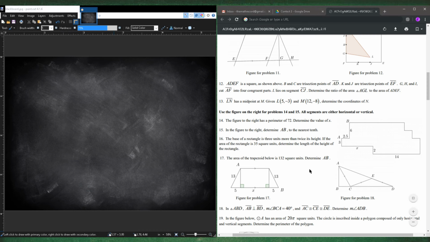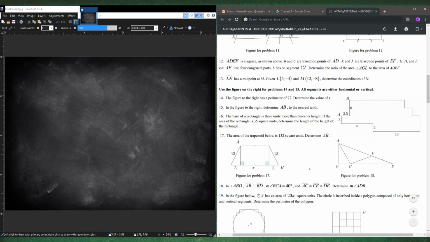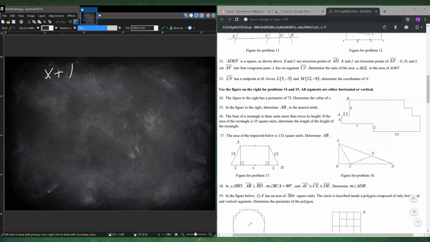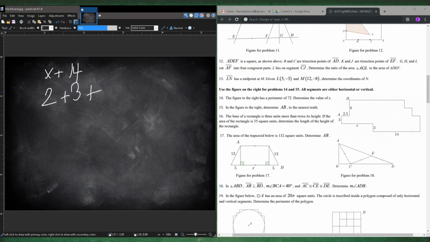And next one, question 14. The figure to the right has a perimeter of 72. Determine the value of x. So we just need to look at all the side lengths. Let's just start on the bottom. So that's x plus 14, right? And now let's look at the left, which is just 2 plus 3 plus 6, right? And now we need to look at the top, which is 2.5.